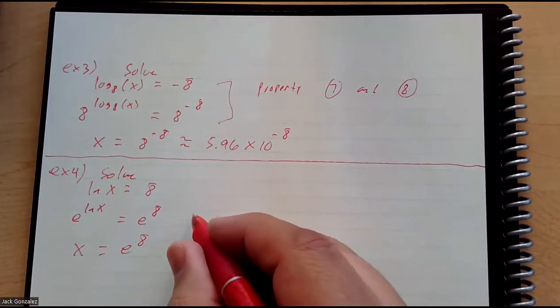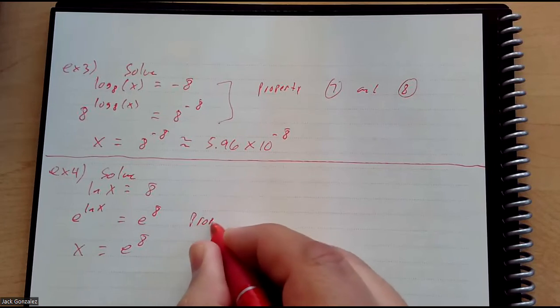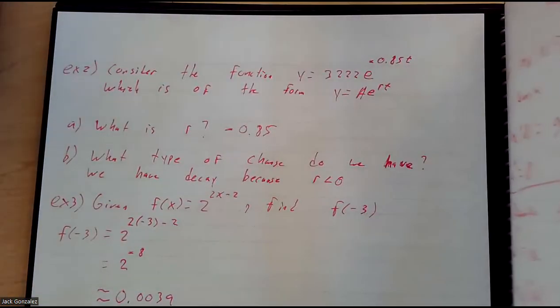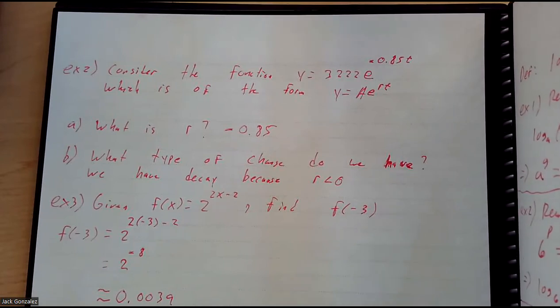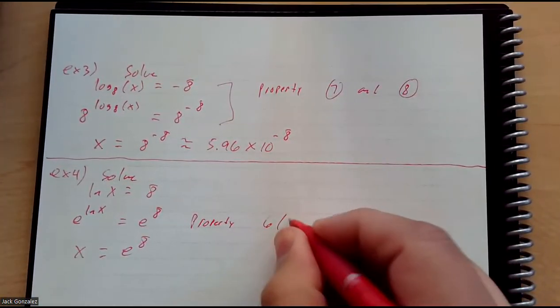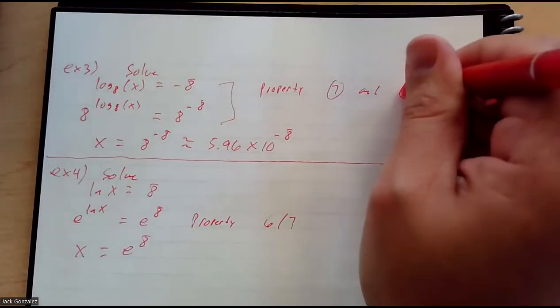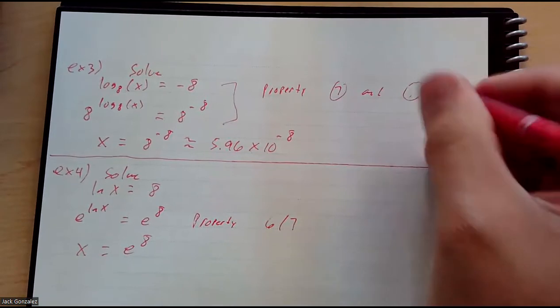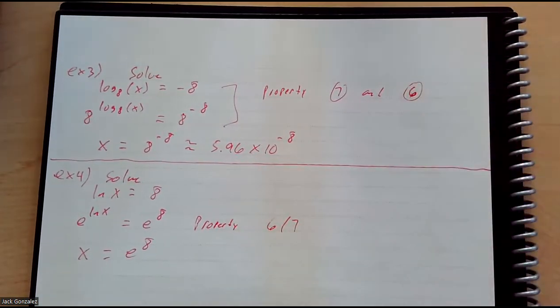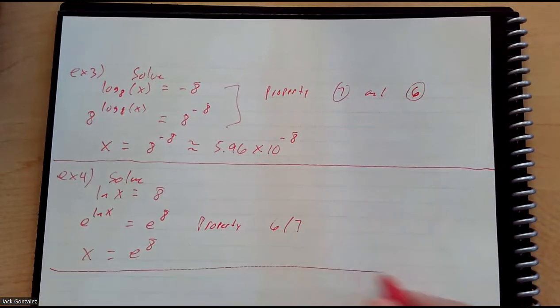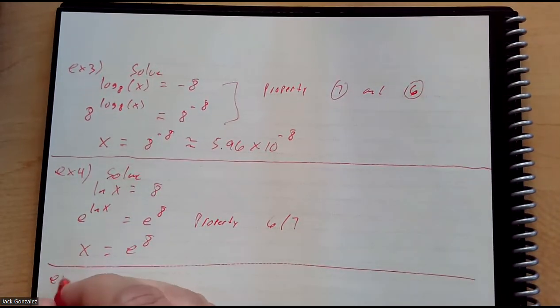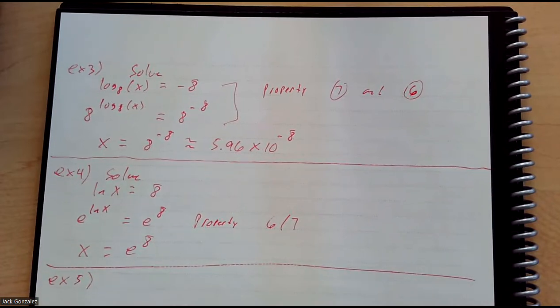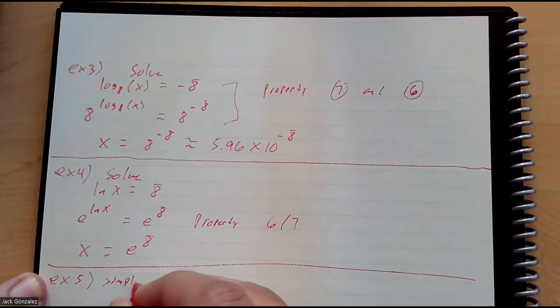So this was property 7 again. Sorry, this should have been 7 and 6. Okay. And then after the first few questions, which are going to be just use a definition, they'll ask you to solve some basic equations like this. And then the next few are simplifications.